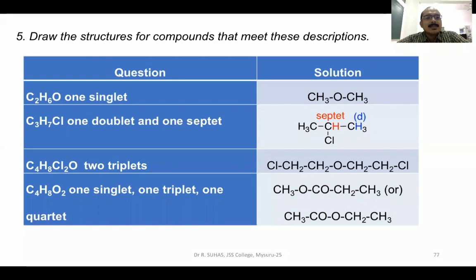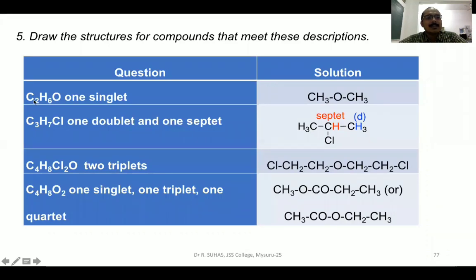The next question is, draw the structures for compounds that meet these descriptions. So far, he was giving either the structure or the name of the compound, and asking us to predict the multiplicity, splitting pattern, and types of signals or number of signals. Now, rather than that, he is giving only the molecular formula and the splitting pattern. Based on this, we have to predict the structure of the compound. Let us see what we are going to get.